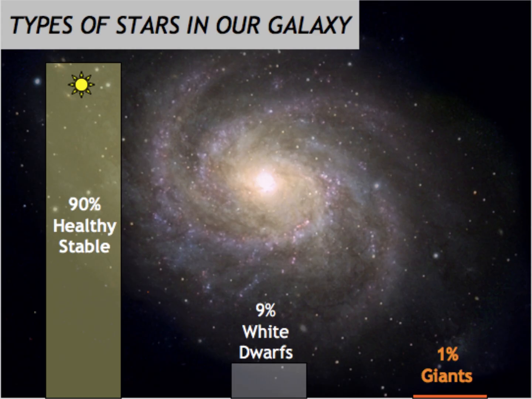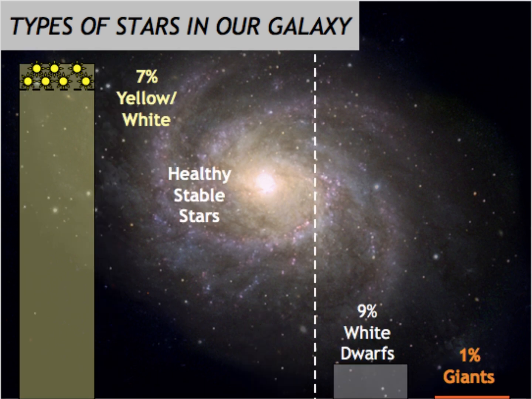Actually not. Only about 1% of stars are giants or supergiants. About 9% are white dwarfs. Most stars are healthy, stable, main sequence stars. If we set aside dwarf and giant stars, let's look a bit more closely at those main sequence stars.